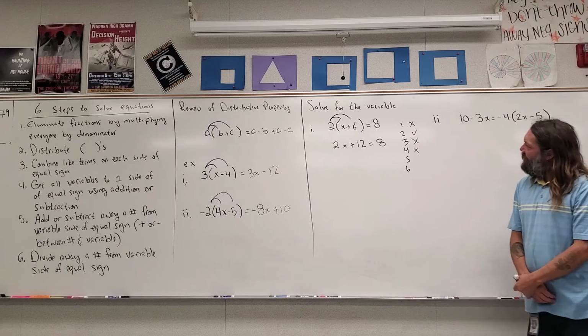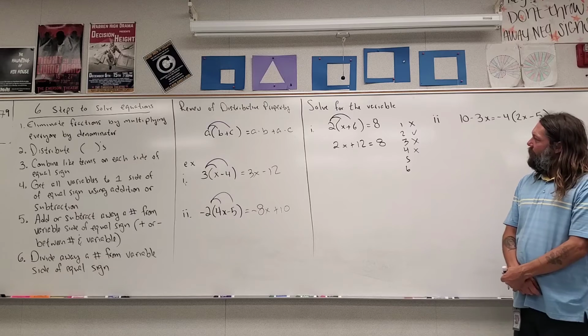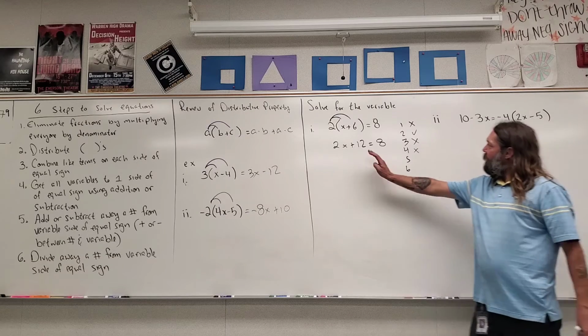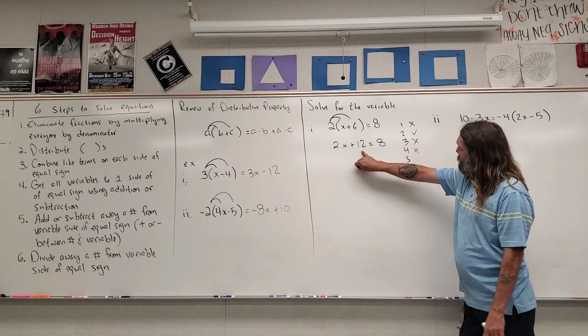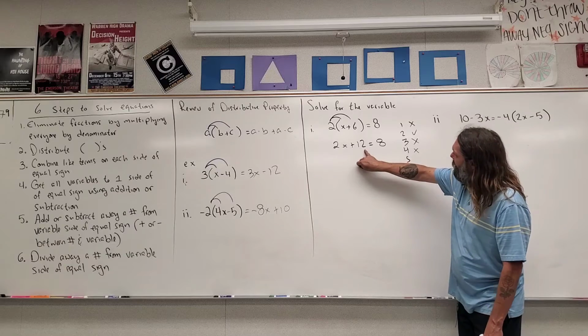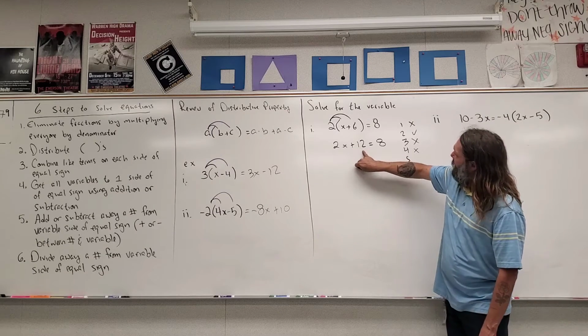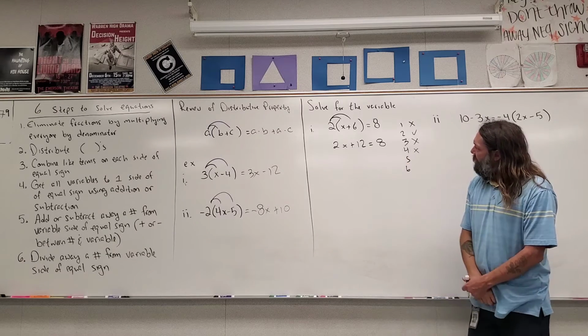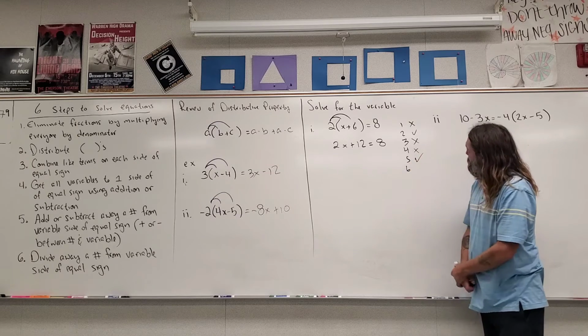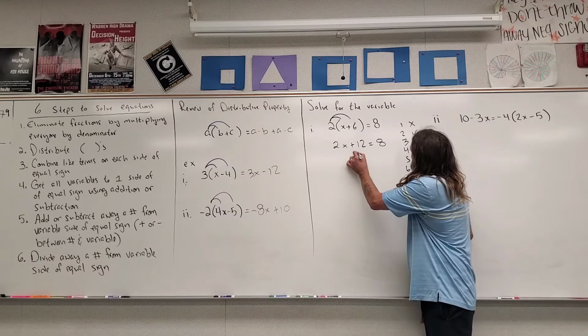Step 5, can I add or subtract away a number from the variable side of the equal sign? Well, I do have a number. I have 2 numbers on the variable side of the equal sign, but I only have 1 number that has a plus sign between it and the x. So I need to get rid of the 12 using subtraction. So I'm going to subtract 12 to both sides.